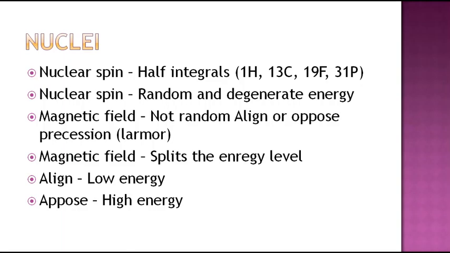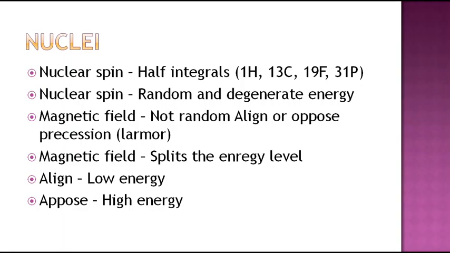Spin states are degenerate. That is the problem with respect to the nucleus, and therefore we need a magnetic field. In the absence of a magnetic field, all the nuclear spin states are degenerate. Before the magnetic field is applied, I would like to say one more thing. They are random and degenerate.